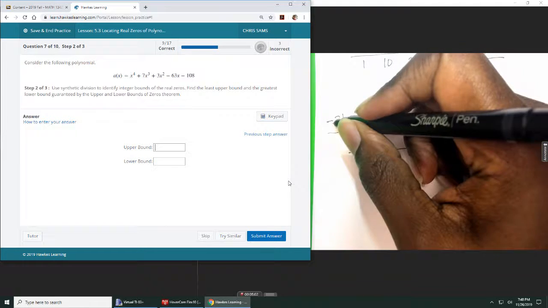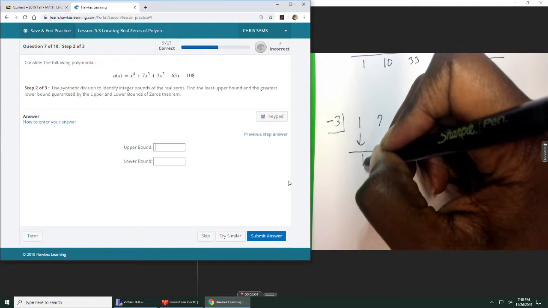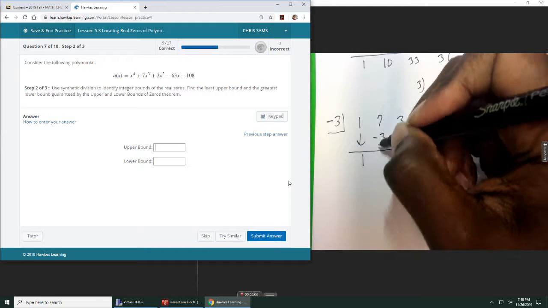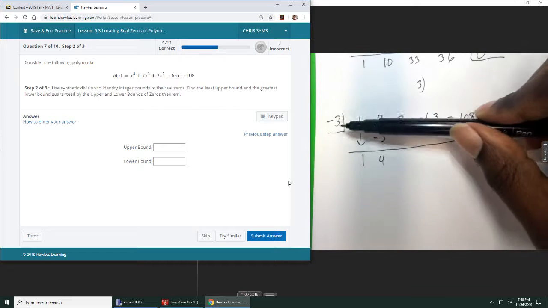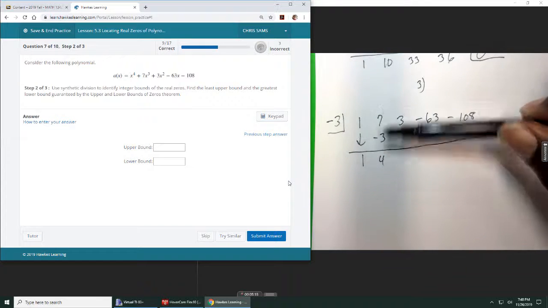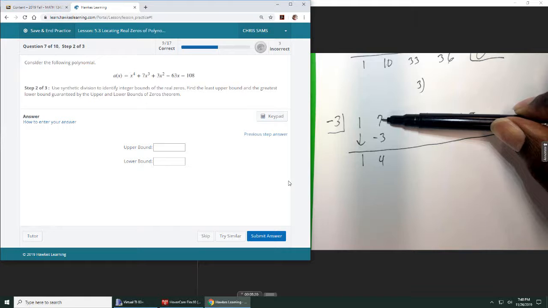Bring down the 1, negative 3 times 1 is negative 3. Add these, we get 4. Right away, I stop. This is positive and this is positive. This doesn't work because the signs need to change. Looking at these negative numbers, if I were to choose negative 4, it would still be positive. I need something that's going to be 7 or bigger.